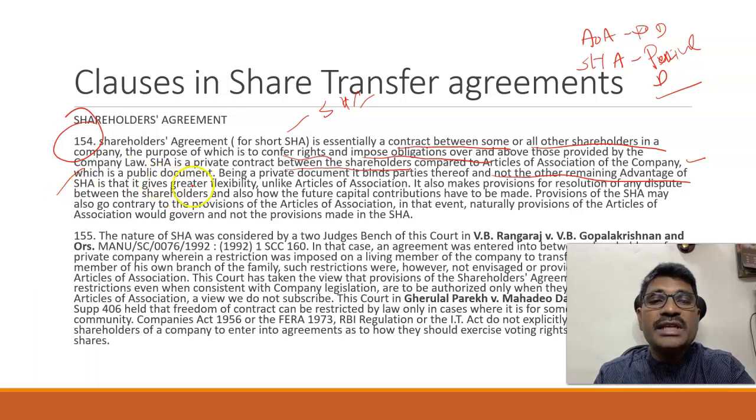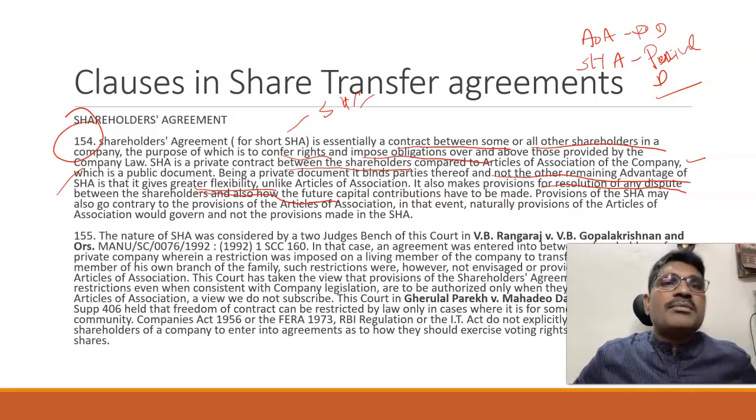SHA gives greater flexibility, unlike AOA. It also makes provisions for resolution of any dispute between the shareholders, and also how future capital contributions have to be made. Provisions of SHA may also go contrary to the provisions of AOA. In that event, naturally AOA will govern and not the SHA. So this is again a repetition of what we discussed, but the law is very clear.